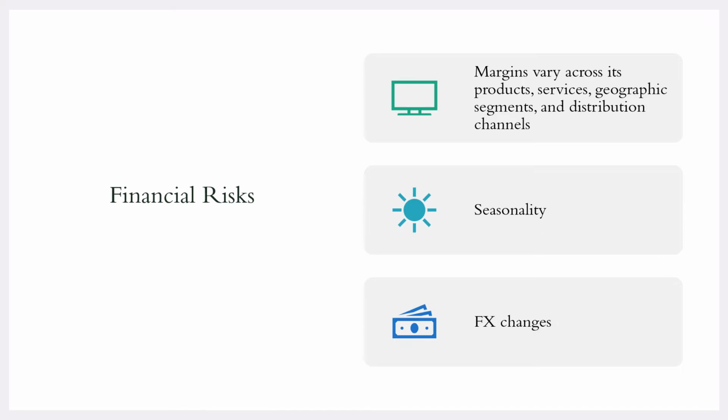So the company's profit margins vary across its products, services, geographic segments, and distribution channels. Obviously the gross margin of Apple's products and services varies significantly, and they change over time relating to their products. So their sales change based on iPhones, but can also change based on the geography of where the iPhone's getting sold.